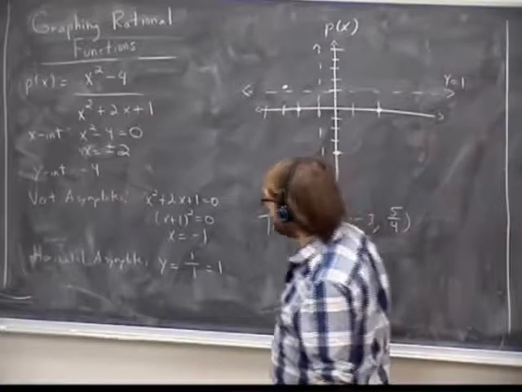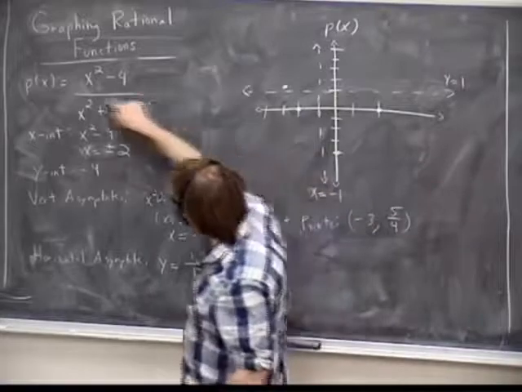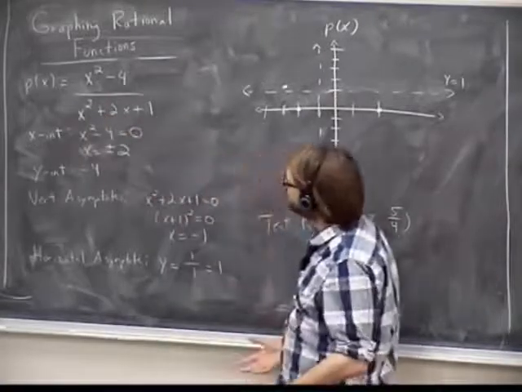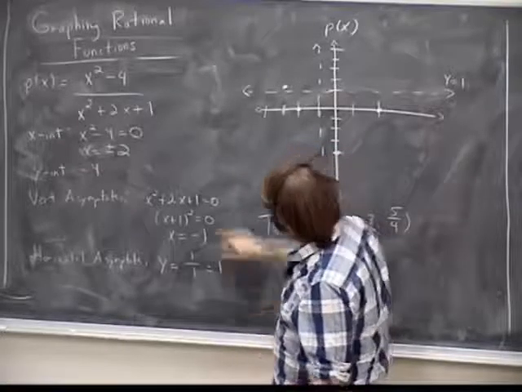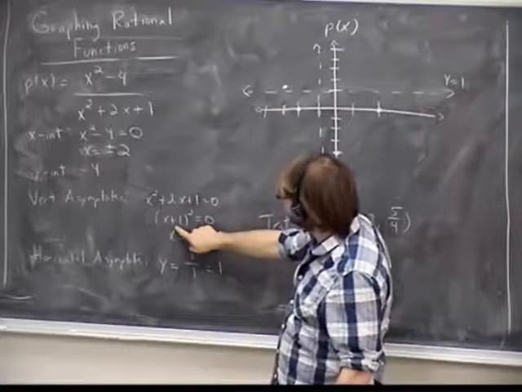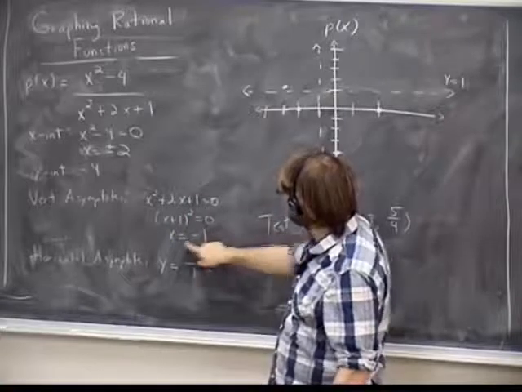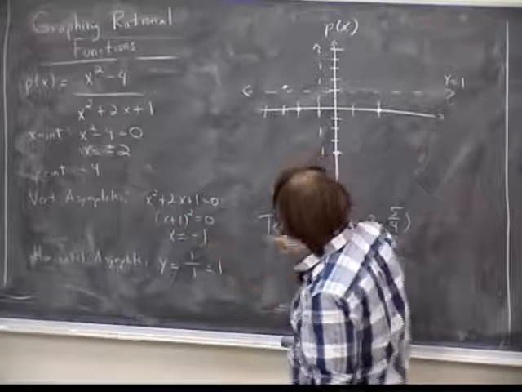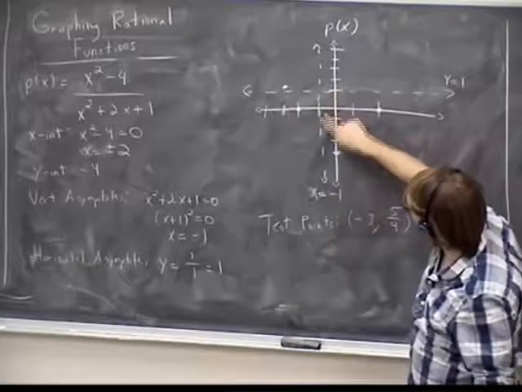Now to find the vertical asymptotes, we set the bottom of our rational function equal to 0 to see where we would be dividing by 0. And so when we do that, we can factor this as x plus 1 squared equals 0, so x equals minus 1. And that's our vertical asymptote. We can draw it right here.